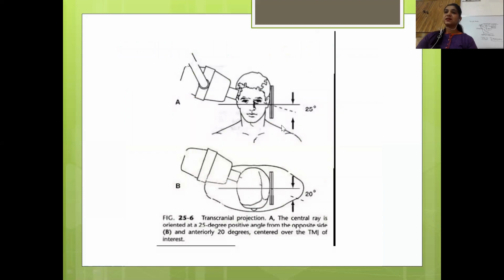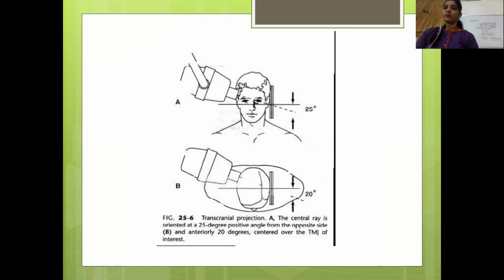So this is the transcranial projection in which the central ray is oriented 25 degrees positive. This is the positive angulation, where the X-ray beam is like this. When we go like this, it will be the negative angulation. But this is the positive angulation of plus 25 degrees from the opposite side. Supposing we have to shoot the radiograph of the right side, we will ask the operator to take the position from the left side and make an angulation of plus 25 degrees.